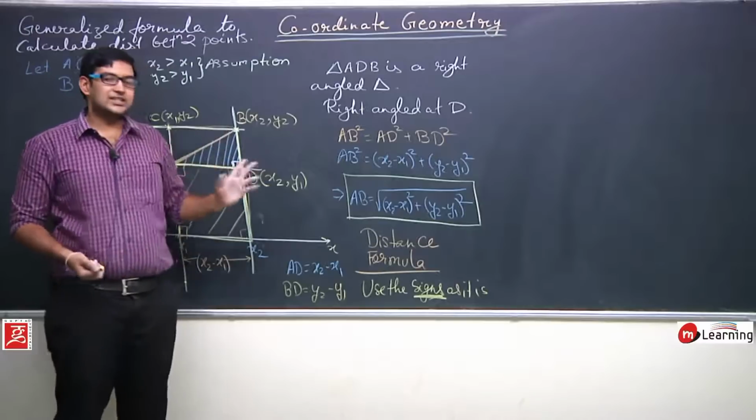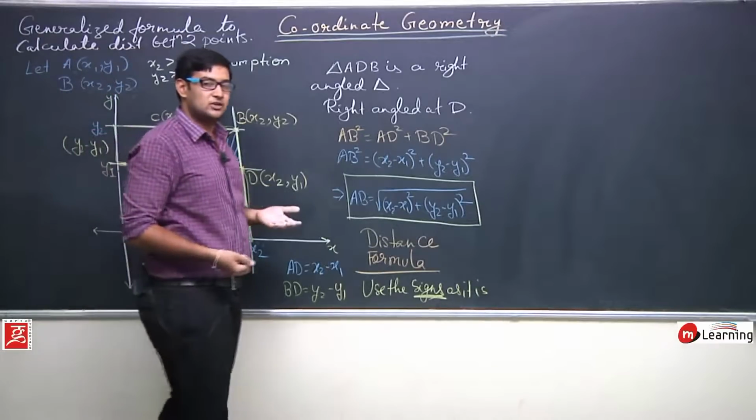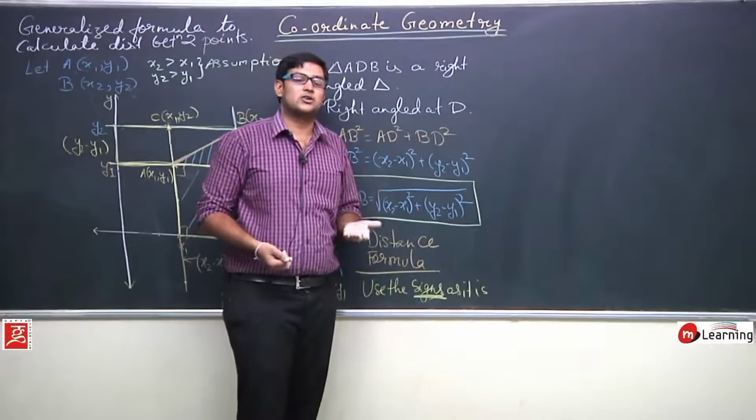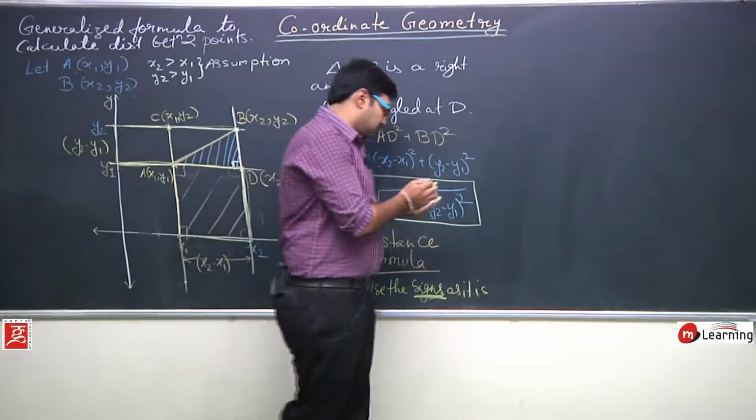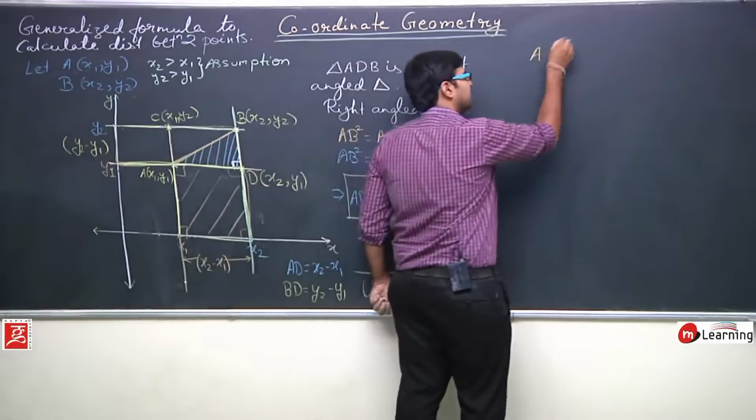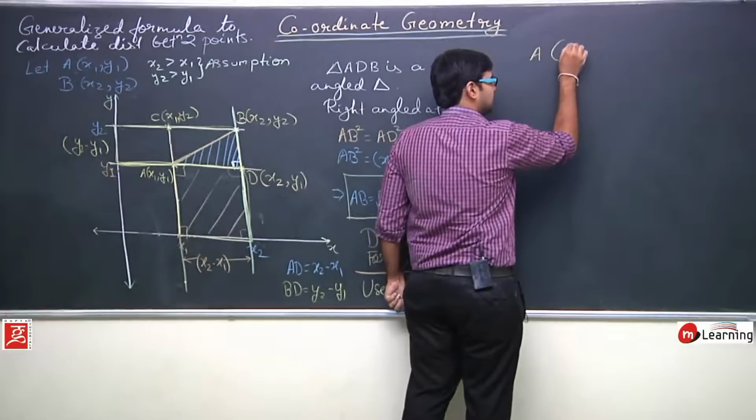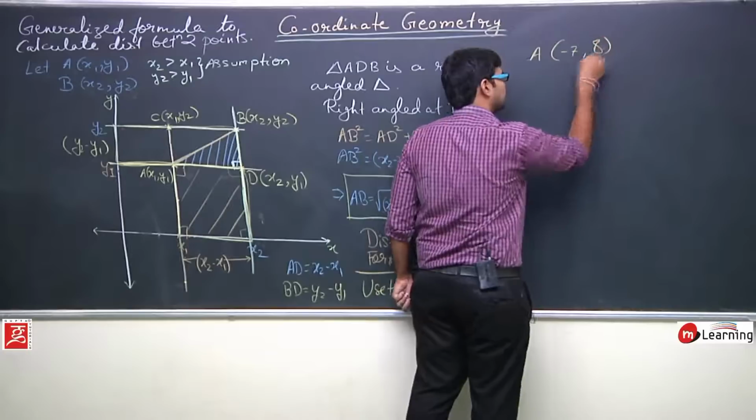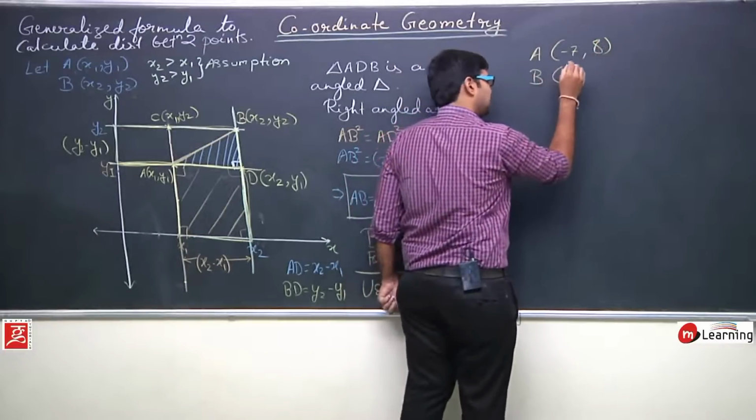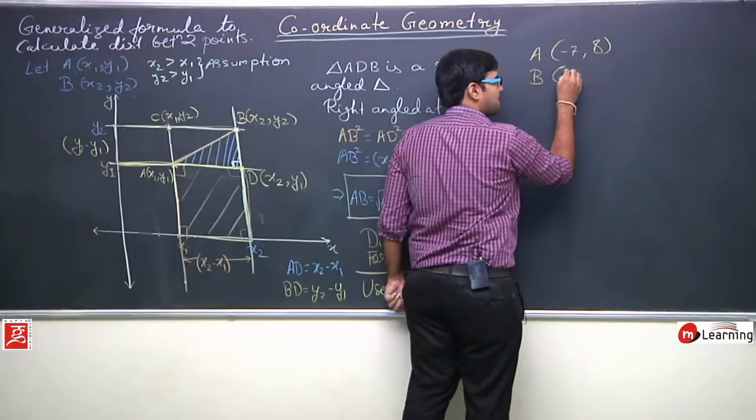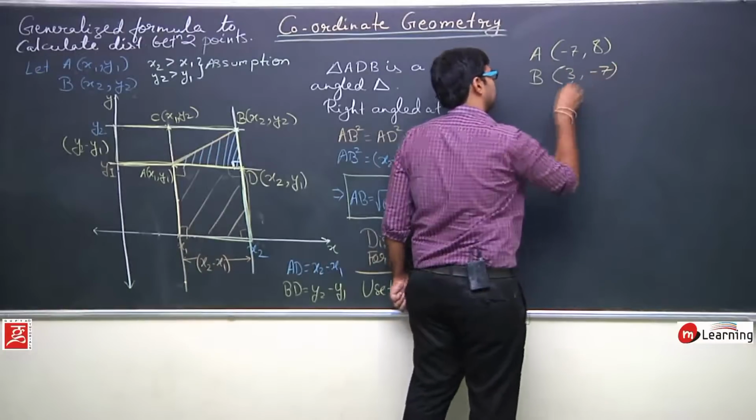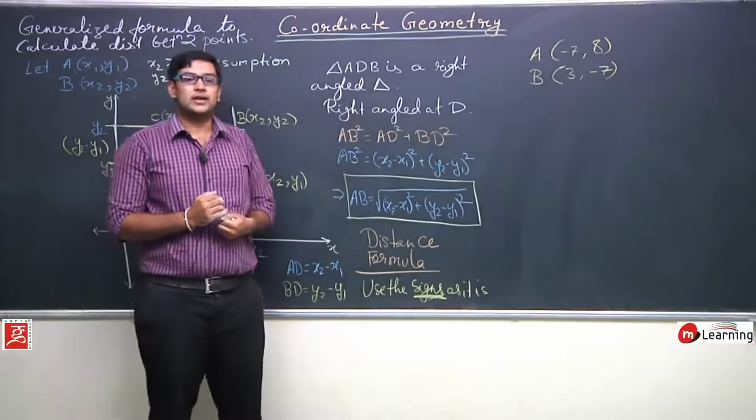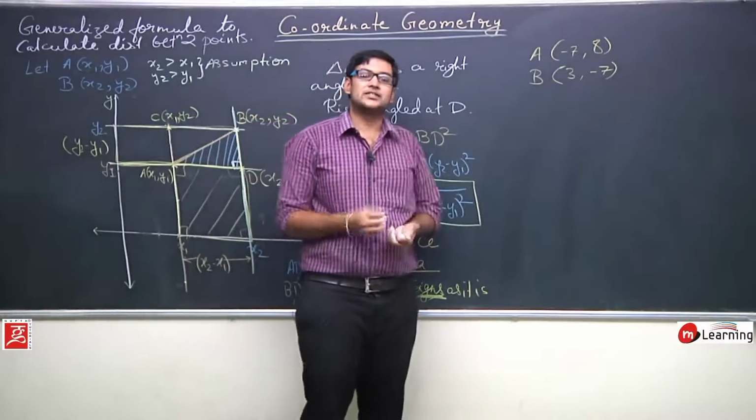So this is about the distance formula that we need to use to calculate the distance between any 2 points on the coordinate plane. So let us take an example. Let us say I have one point A, which is -7, 8, and let us say B is another point which is 3, -7. Let us say that A is a point -7, 8 and B is a point 3, -7.